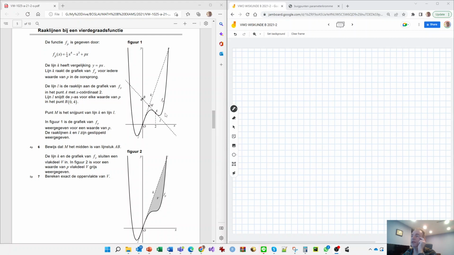The intersection of K and L is M, and prove that M is in the middle of A and B. So first, what are they asking us to prove? They're asking to prove that M is in the middle of A and B.